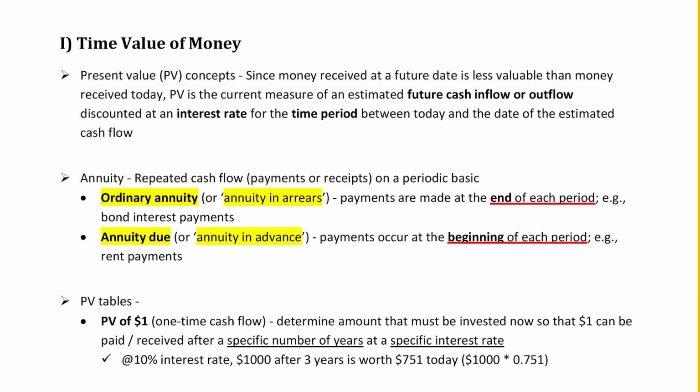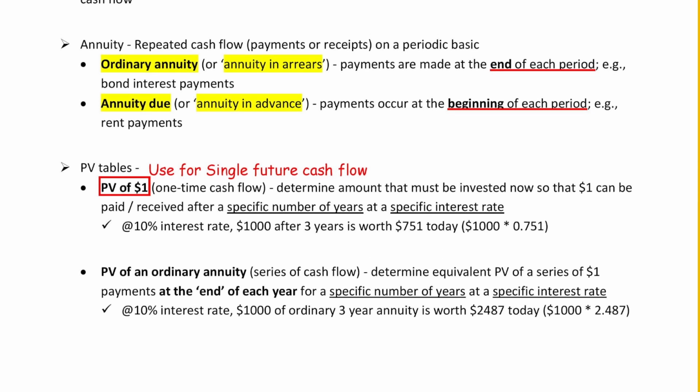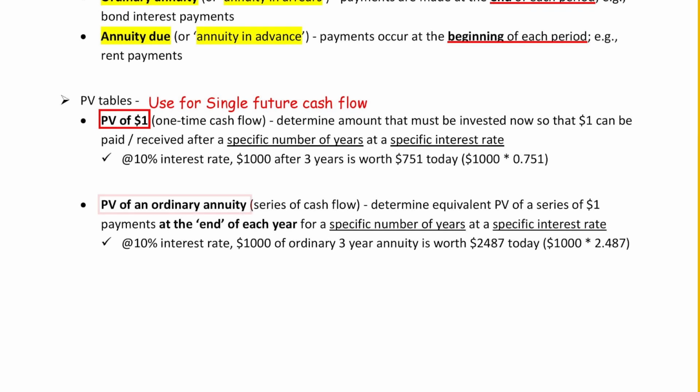Now, looking at the present value tables, put a box around present value of $1 and right there, use for single future cash flow. Put a box around present value of an ordinary annuity and right there, use for stream of future cash flows.